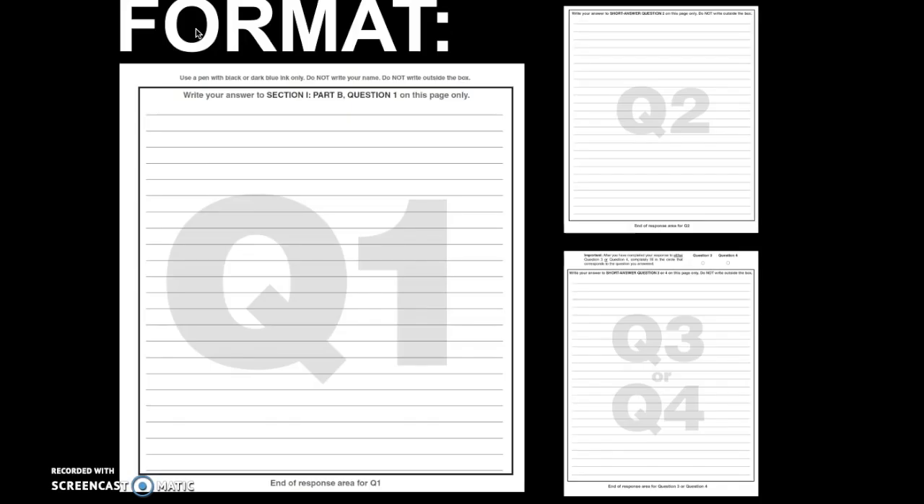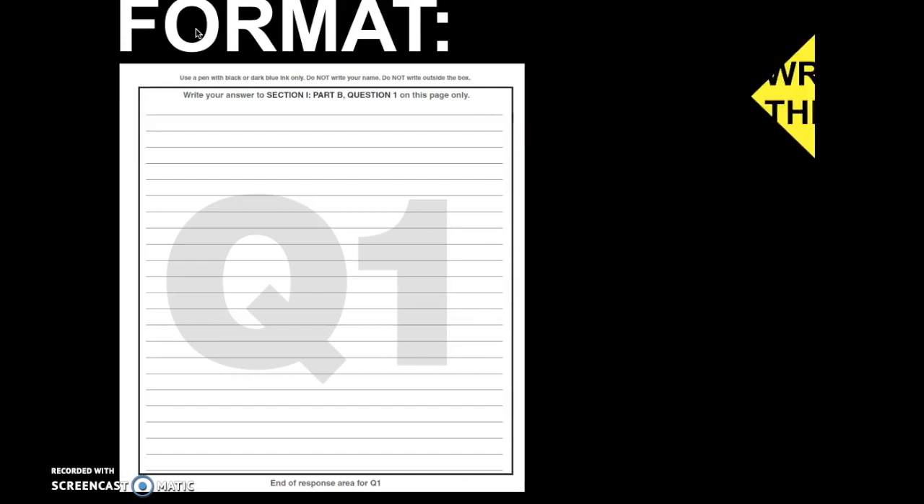So here is what the booklet that you'll receive from the College Board will look like as you provide your answers to the SAQs. Note the giant Q1, Q2, Q3, or Q4, because you get a choice between questions 3 or 4, because you have to write your answer in response to each question on the correct page.